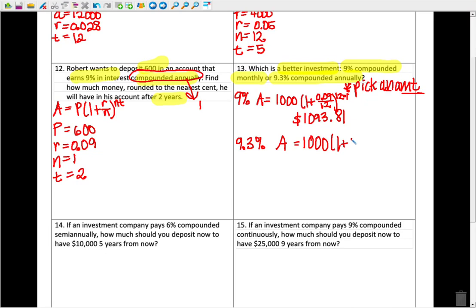Now, the 9.3% interest investment, I'm going to use the same numbers, 1,000, but this time the percentage is different. So it's 0.093 over 1, since annually means once a year, and I'm going to raise it to the power of 1. I can just say times 1 year as well. When I work this one out, I'm going to get $1,093 exactly. Which one am I getting a better deal for? Well, not much, but the 9% monthly option is going to come out to be a better deal.